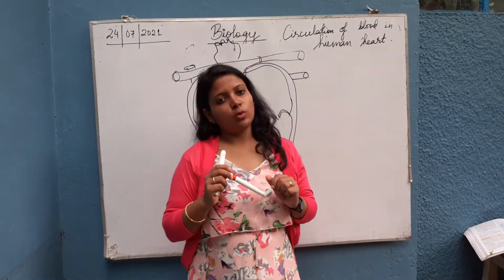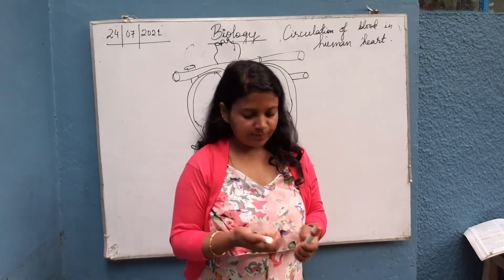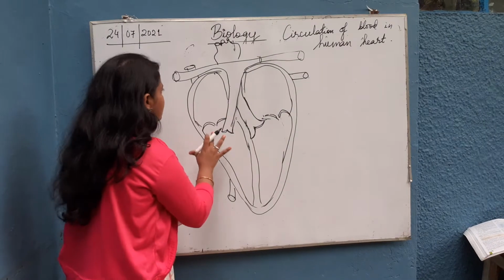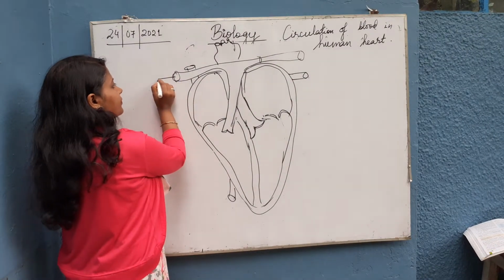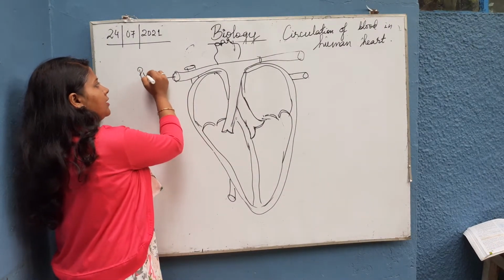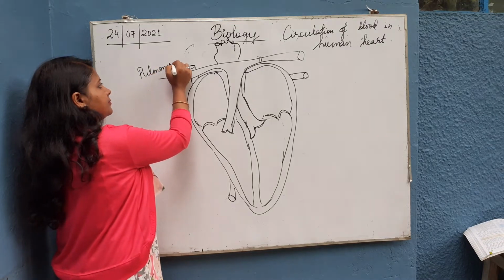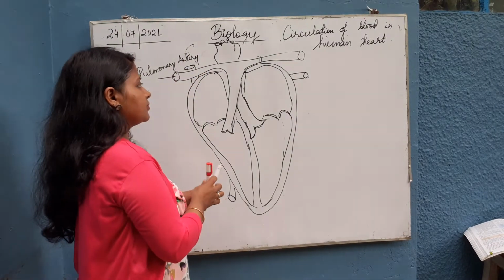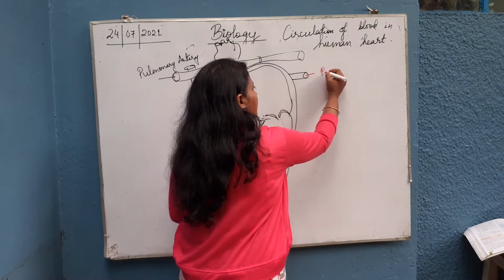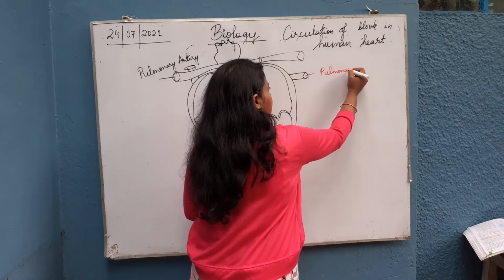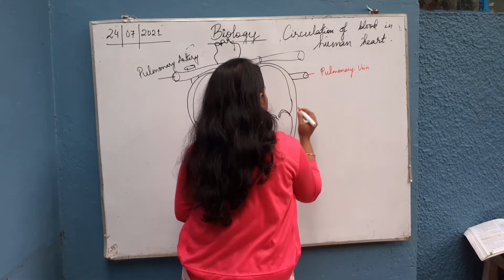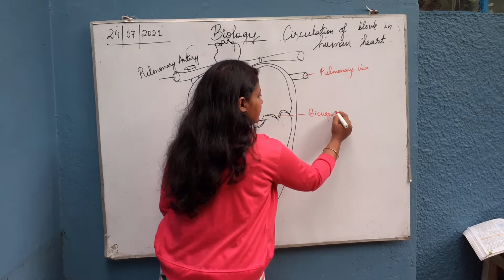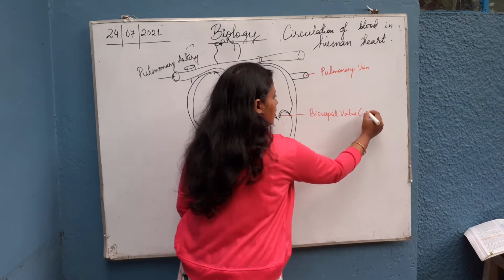So how the blood flow takes place in the human heart. First we have to label the parts of the heart structure. This is the pulmonary artery. This is the pulmonary vein. And here the bicuspid valve. This is also called the mitral valve.